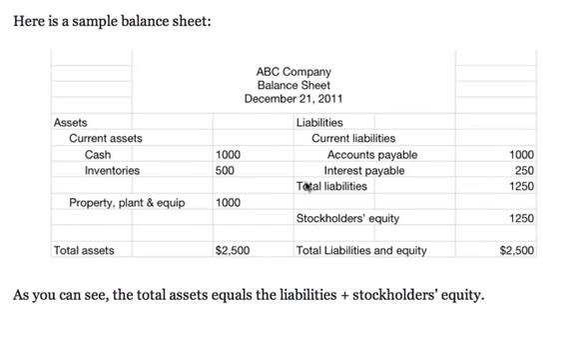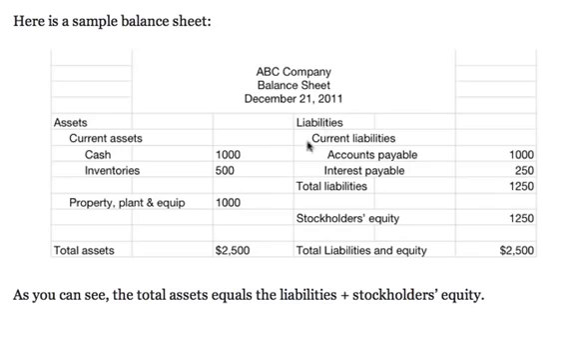This is usually what it'll look like. This is very, very simple. You'll have assets on the left side, and you'll have both liabilities and stockholders' equity on the right side. And as you'll see, you add these up as you go down. Current assets: cash, $10,000; inventories, $500. Property, plant, and equipment, $1,000. That gives you total assets of $2,500.